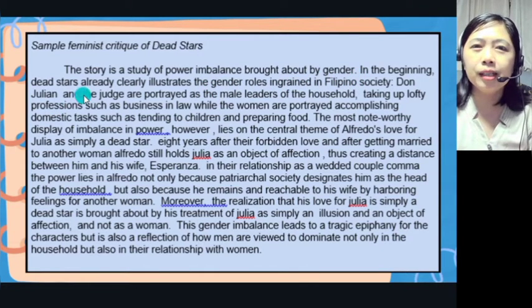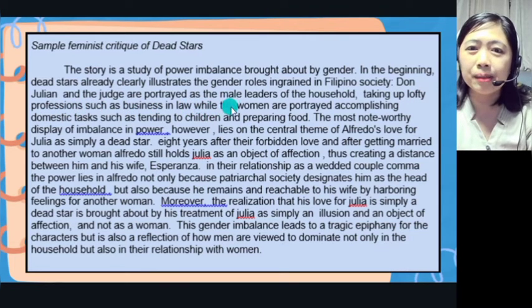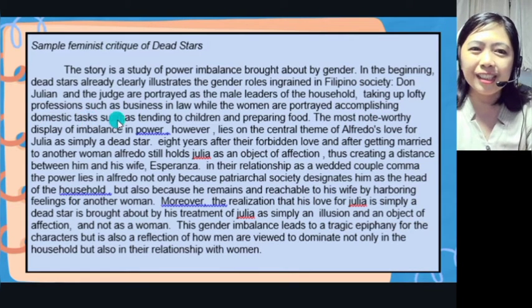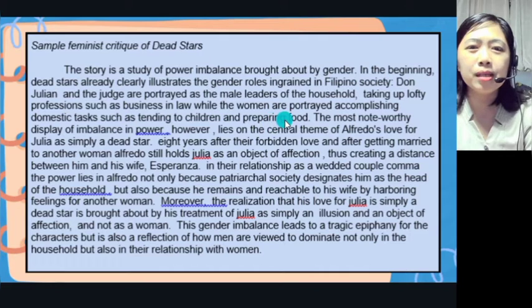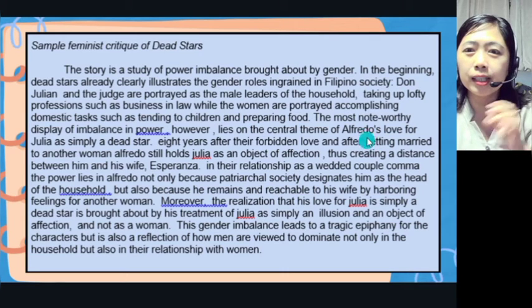In the beginning, Dead Stars already clearly illustrates the gender roles ingrained in Filipino society. Don, Julian, and the judge are portrayed as the male leaders of the household, taking up lofty professions such as business and law, while the women are portrayed accomplishing domestic tasks such as tending to children and preparing food. The most noteworthy display of imbalance in power, however, lies on the central theme of Alfredo's love. Okay, so iya din gi-relate no give.